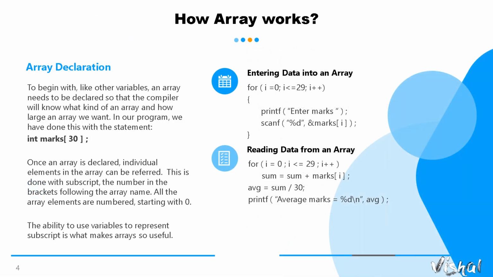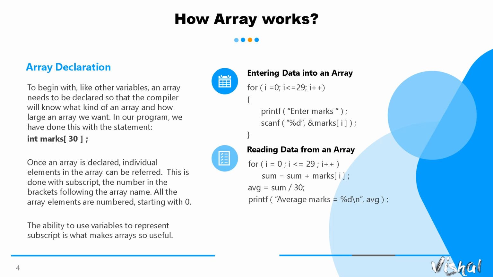The next thing is how an array works. In this, firstly we will see how we can declare an array. To begin with, like other variables, an array needs to be declared so that the compiler will know what kind of array and how large an array we want. In our program we have done this with the statement int marks[30]. Here int is the data type, marks is the name of the array, and 30 describes the size of the array. Once an array is declared, individual elements in the array can be referred to.